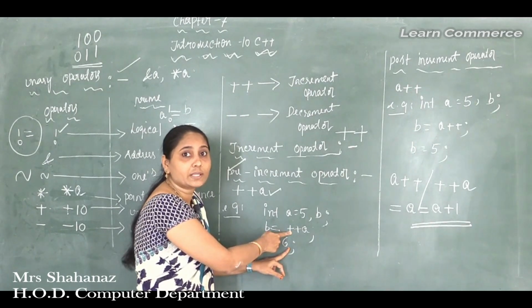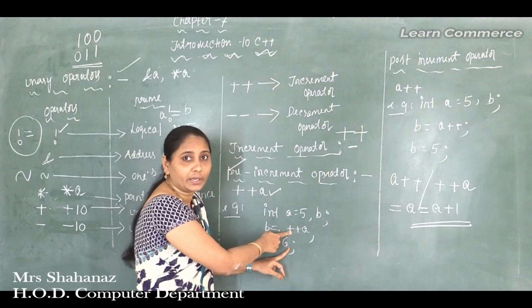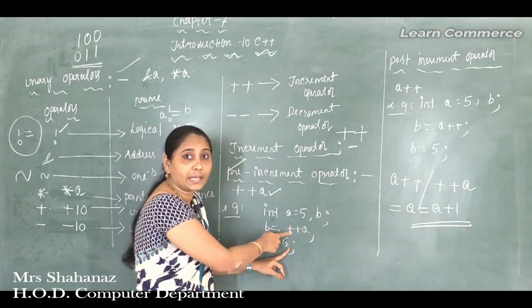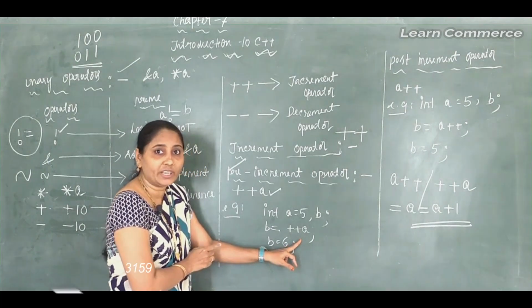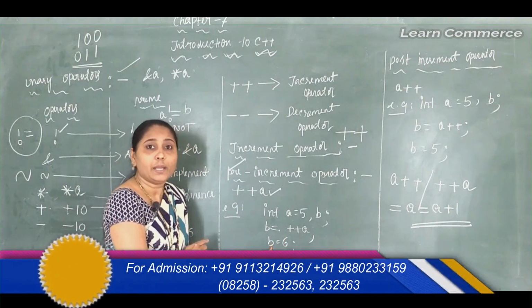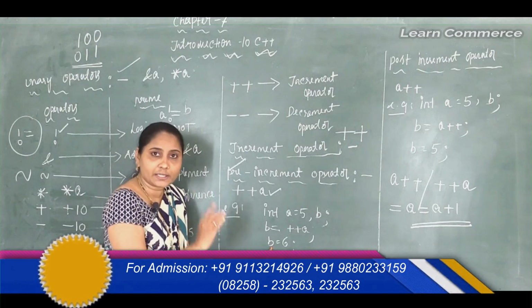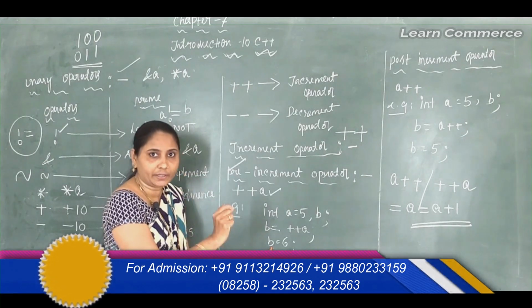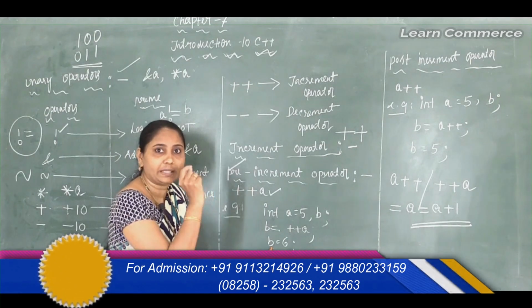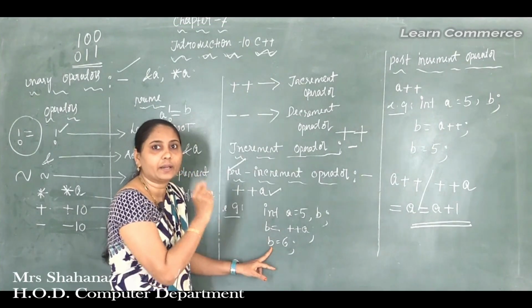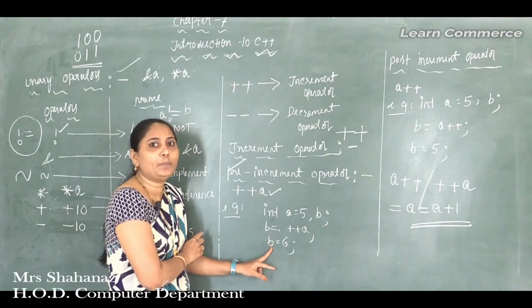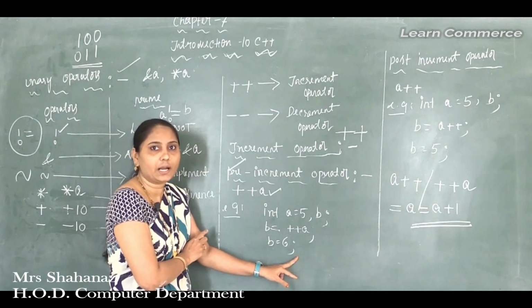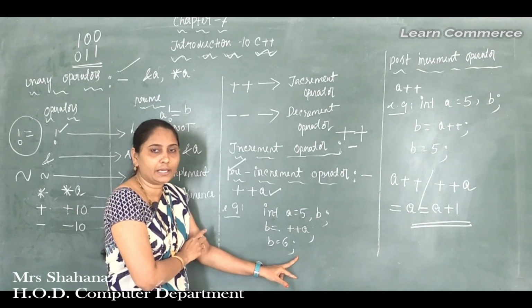So a value is 5 plus 1. Now what's the value? The value is 6, correct? Now in this case, such value we need to assign to the variable b here. So clear this point here. First increment the value of the variable a and then assign the result to the variable b. So because of this the b value is equal to 6. ಅರ್ಥ ಆಯ್ತಾ ಎಲ್ಲರಿಗೆ ಇದು ಹೇಗೆ ಇನ್ಕ್ರಿಮೆಂಟ್ ಆಗಿದೆ?